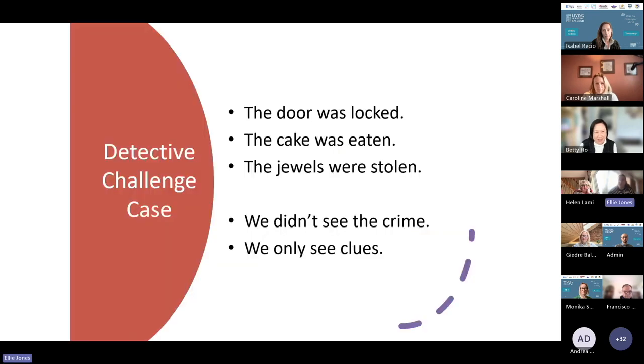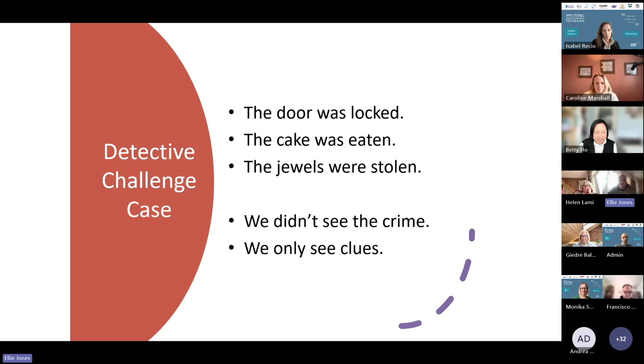Okay, detectives, we have a new case. Here are my notes. The door was locked, the cake was eaten, the jewels were stolen. Can you tell I'm feeling a little bit hungry now? So we didn't see the crime take place. Once again, we're not to blame. We're just attending the crime scene, looking at the clues left behind.